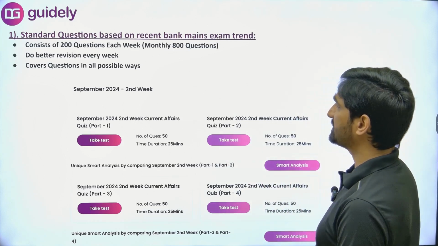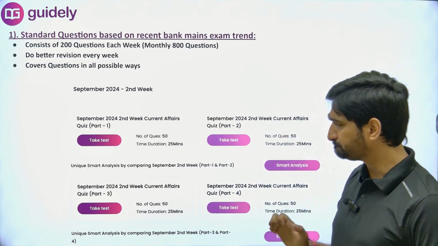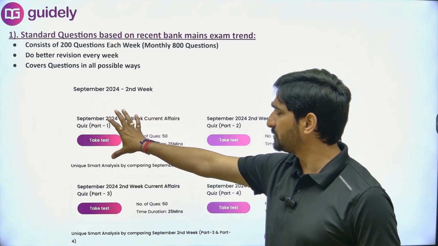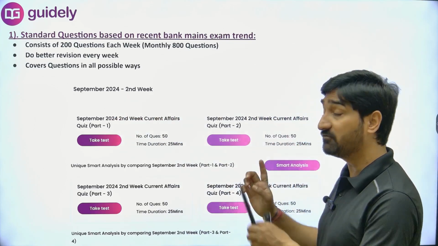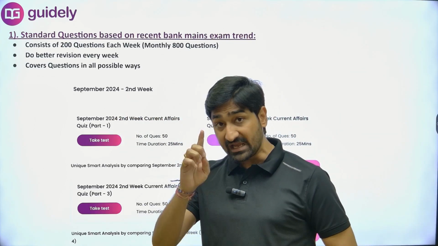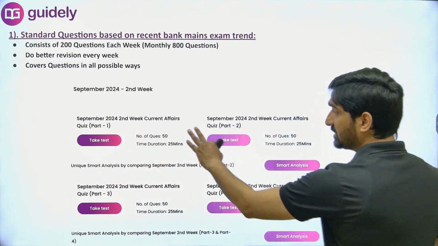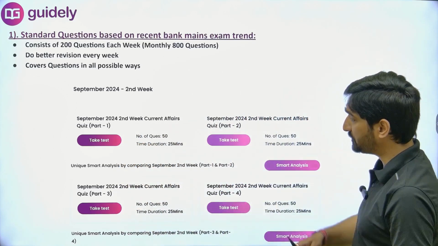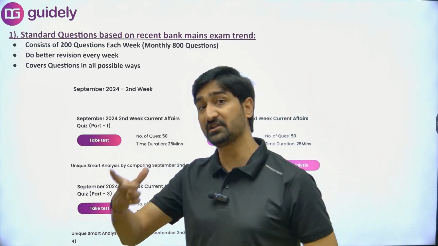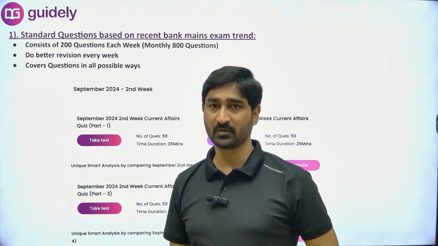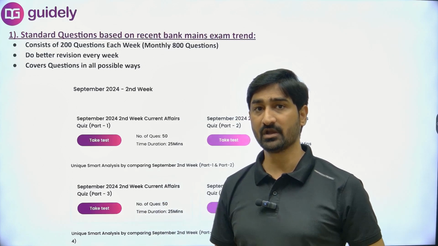So first of all, in the smart quiz, you will be able to see 50 questions in part 1, 50 questions in part 2 for 1 week. So every week you are able to see 100 questions. Now part 1, 50 questions, and part 2, 50 questions will be based on the same news, but at a different level. So let's understand.